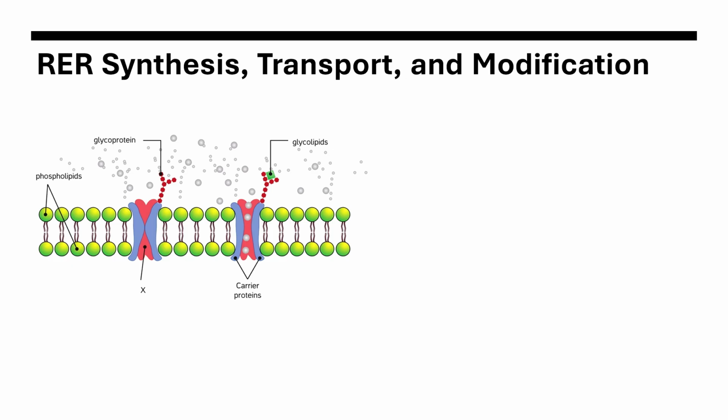Free ribosomes are like home cooks. The rough endoplasmic reticulum is a massive industrial factory. It does not just build proteins; it processes, modifies, and ships them to their final destinations. So let's look at how this assembly line actually works.